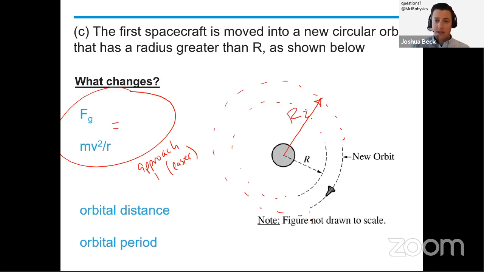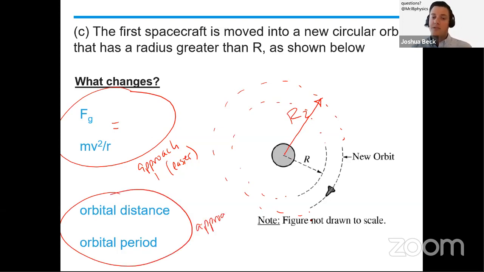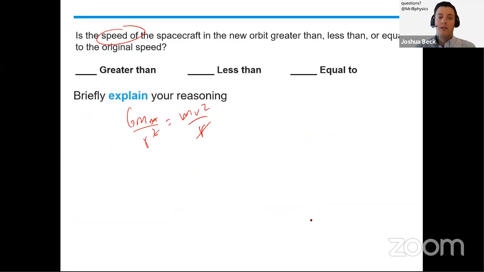Remember, the orbital period is based on an r value. So if r changes, that orbital period will change. This is kind of the second approach. I would say this is a little bit trickier. Okay, I'll show you an example for each. Start with number one, or the first approach.